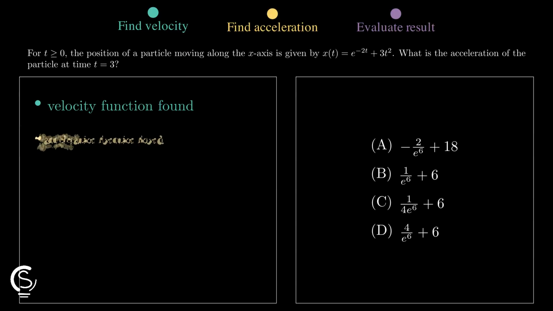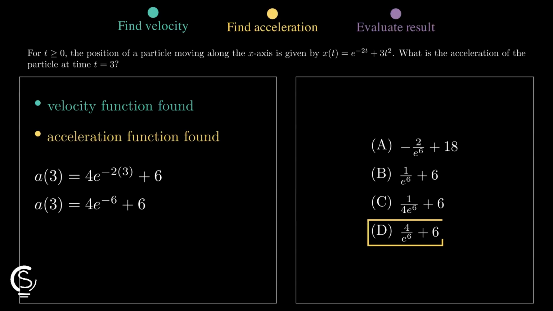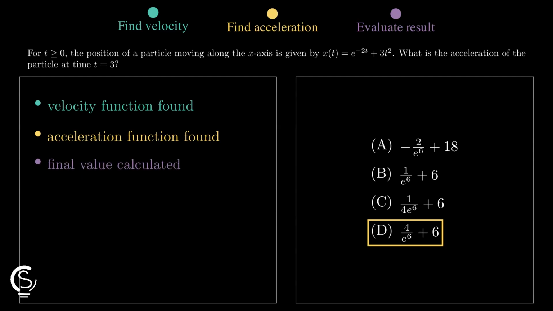Finally, substitute 3 into our acceleration formula. 4e to the power of negative 6 plus 6 matches our target option perfectly. That makes option D.